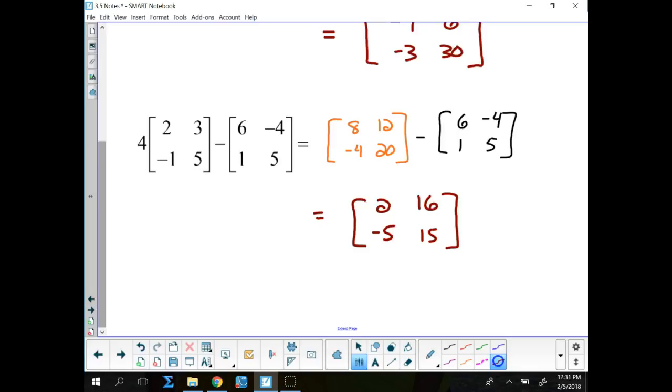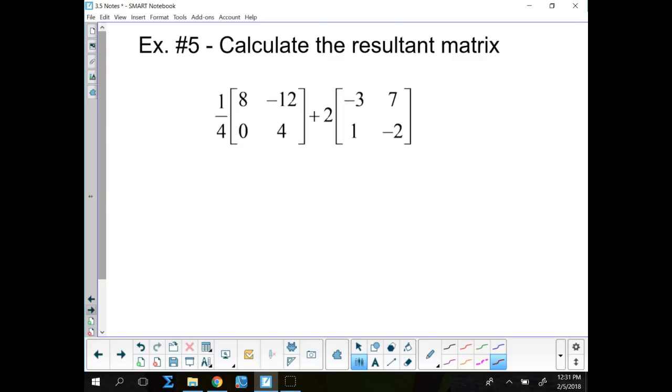Questions so far? Calculate the resultant matrix. So, is it possible? Yes, because they're both 2 by 2s, right? Even after the scalar multiplication, they'll still be 2 by 2s. 1/4 times 8 is 2. 1/4 times -12 is -3. 1/4 times 0 is 0. 1/4 times 4 is 1.